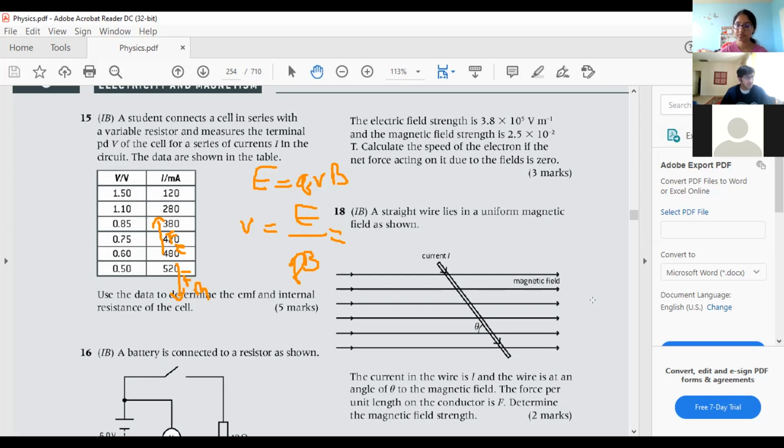Velocity equals E over B. Oh, darn it. I don't know what I was doing. I missed a QE, because that's the electric force. So now the Q's would cancel. You wouldn't have a Q in the denominator. So it's just E over B.